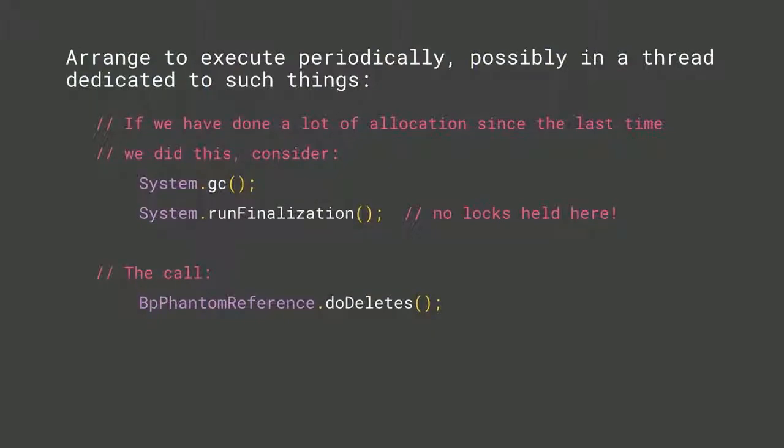So then, in order to actually make this work, my application needs to do the following things periodically. In simple cases, you can skip the system.gc and system.runFinalization. If you notice that the garbage collector isn't running enough because you're not allocating enough Java objects in order to actually trigger it, you may have to explicitly do that, but usually that's not an issue. But you do have to regularly call BP phantom reference.doDeletes to actually do the cleanup the way I've done things here.